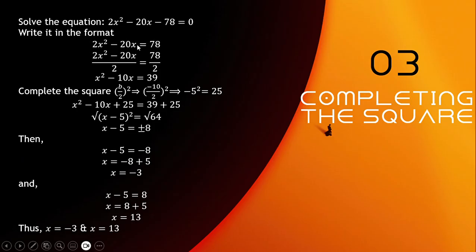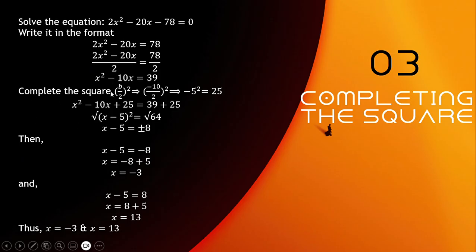And then, ang gagawin natin, since nabuo na natin yung format, kailangan natin i-divide sa 2 para maging 1 yung a. Note na yung 1 dito is yung 2. So, after divide, makukuha natin is x squared minus 10x is equal to 39. Yan yung standard form natin sa completing the square.